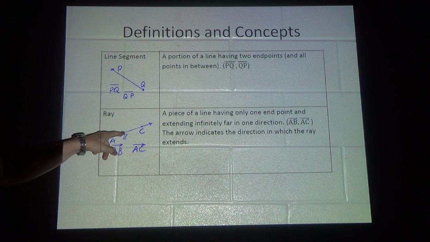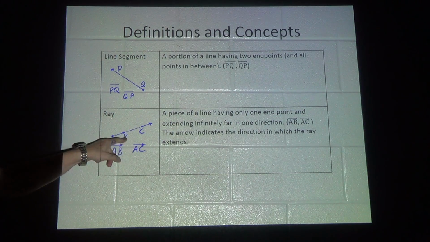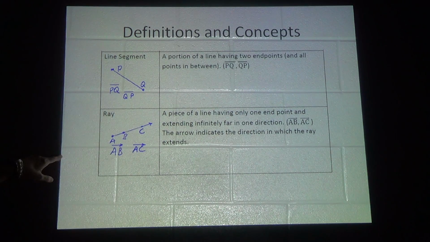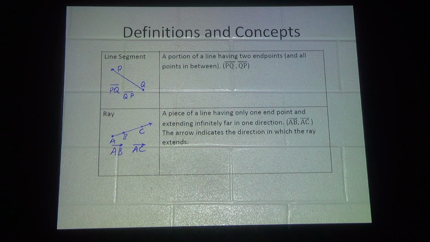In other words, ray AB and ray AC are interchangeable as the name of this. But ray BC is not the same as ray AB or ray AC. And you cannot turn them around backwards because that would mean the ray would be going this way. The first letter is always the end point of the ray. The second letter is a letter that's on the ray as it's going away from the end point.